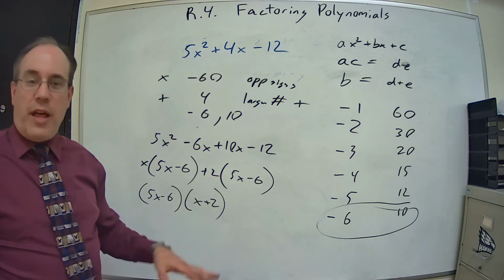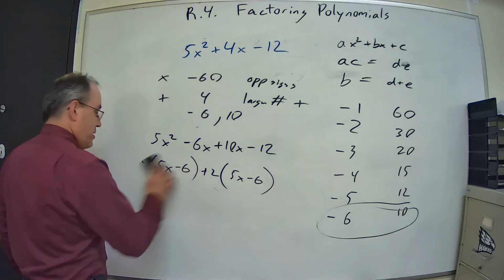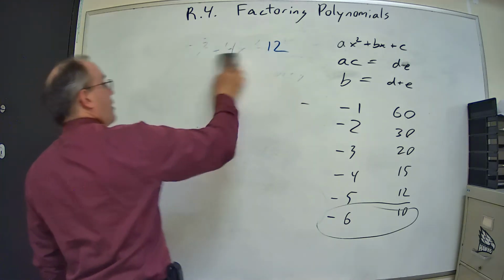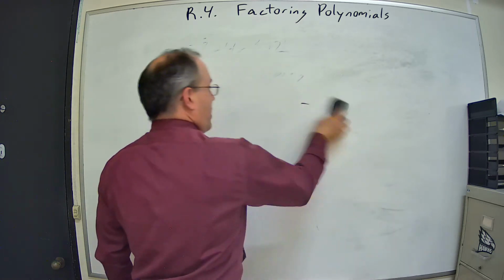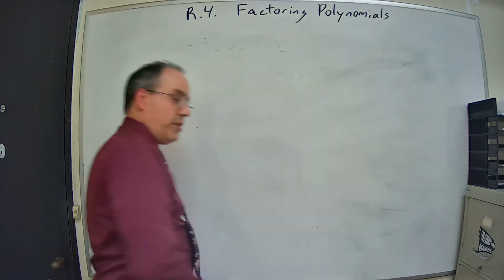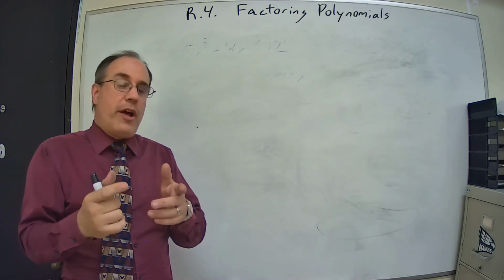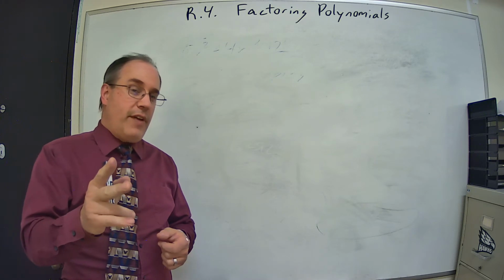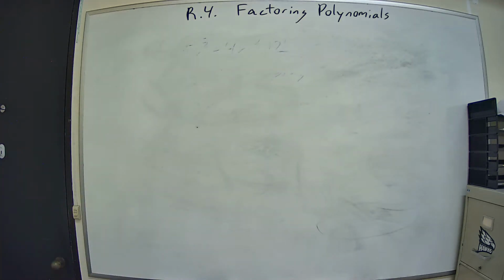I know I went through a lot of things. Let's try another one, because doing more examples is usually better in these cases, so we can better see what's happening. Key thing is, you're going to multiply the two outside coefficients to come up with a product, and then you're looking for two numbers that multiply to that value and add to the middle value. So let me grab another one here.